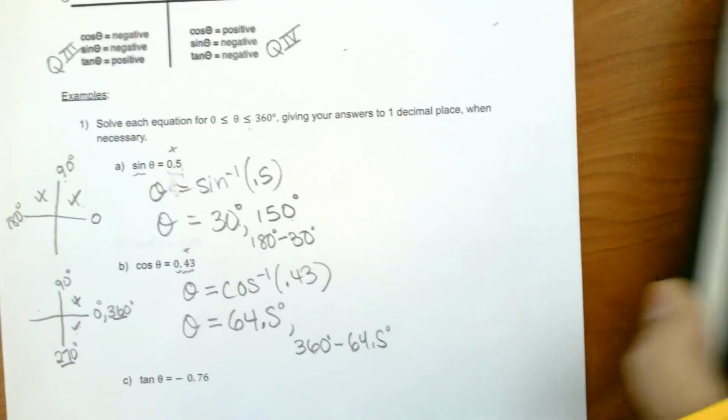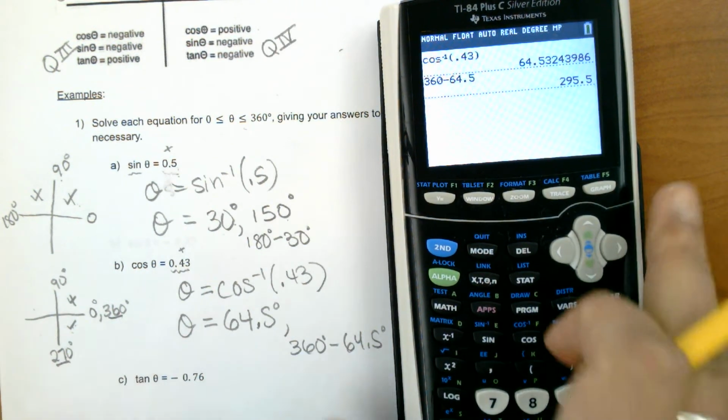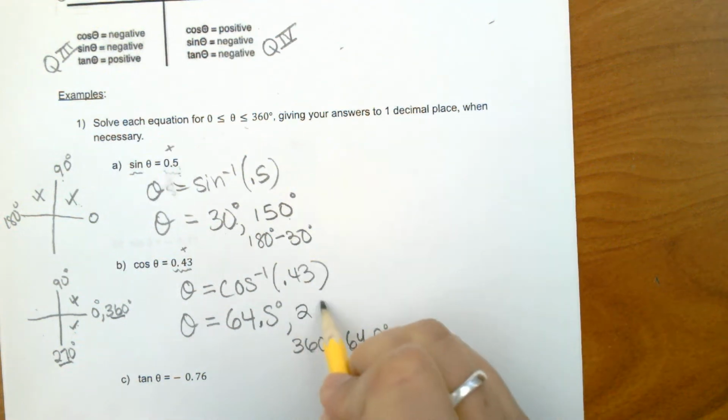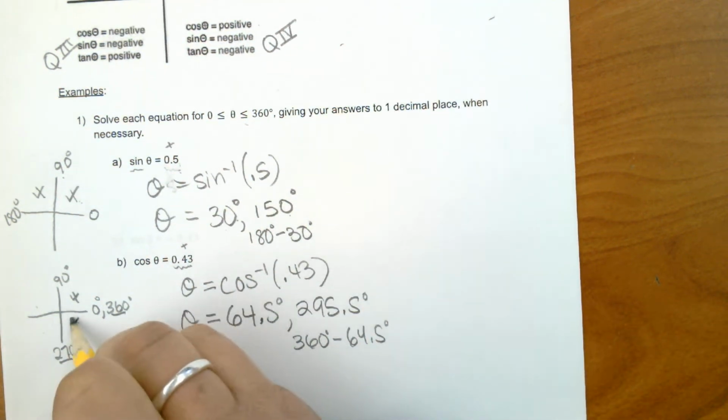Now, if you don't know, should I add or should I subtract? Well, just try it out. So, you're like, oh, I'm going to subtract 360. Let's see if it lands us in that fourth quadrant. And it does. Yay. So 295 is in that fourth quadrant. So this is 295.5 degrees. And I'm done. Check and check.